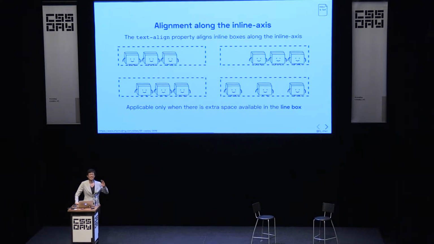And now that we're better acquainted with line boxes, it's alignment time. To align them along the inline axis, things are reasonably straightforward. We use text align. So you can do left, you can do right, you can do center, you can do justify, so many options. Just note that there has to be excess space within the line box for this to happen. Also, text align only comes into play after all the required line boxes have been generated and all the line boxes have been laid out accordingly. So alignment actually happens after all this rendering has been done.